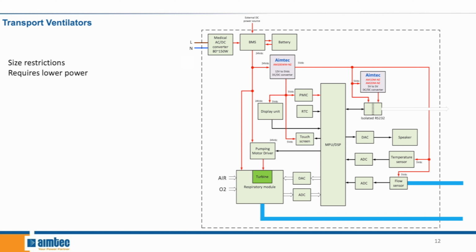To isolate the interference from the motor and valves, Aimtec's AM20 EWM-NZ DC-DC converter with 5000 VAC isolation is used to convert the 24 volts to 5 volts and provide power to the control circuits, sensors, and display unit. The AM1DM or 2DM-NZ are also used in this example to ensure the signal integrity to the RS-232 communication module.